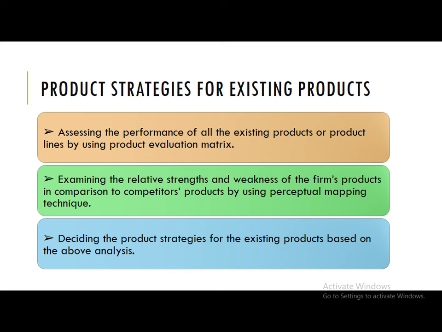Industrial marketing firms have to adopt the following three important steps for developing long term product strategies for existing individual products and product lines. First is assessing the performance of all the existing products or product lines by using the product evaluation matrix. Then examining the relative strengths and weaknesses of the firm's products in comparison to the competitors' products by using the perceptual mapping technique. Then deciding the product strategies for the existing products based on the above analysis.